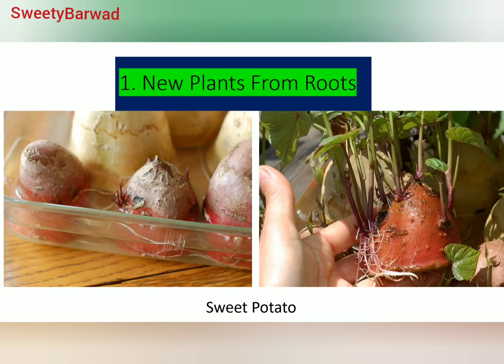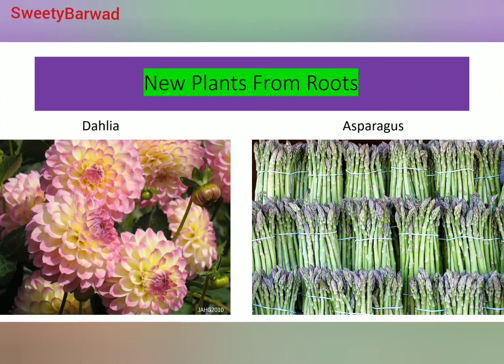After a few days, roots come out of the sweet potato. Soon, a small plant grows out of it. Here we see the roots of a plant producing a young plant. Plants like dahlia and asparagus also reproduce through their roots.